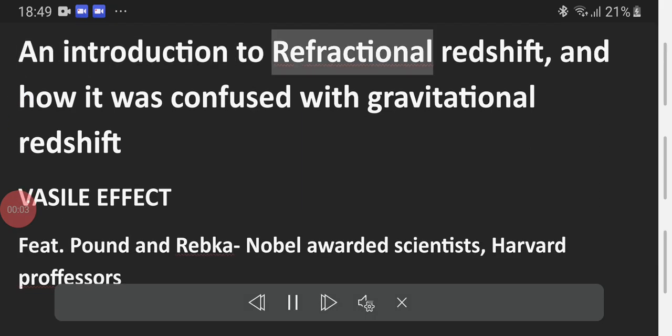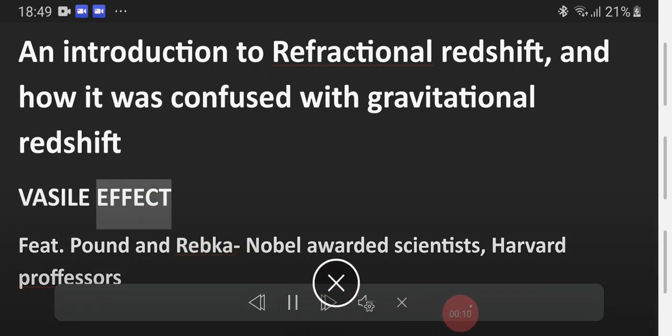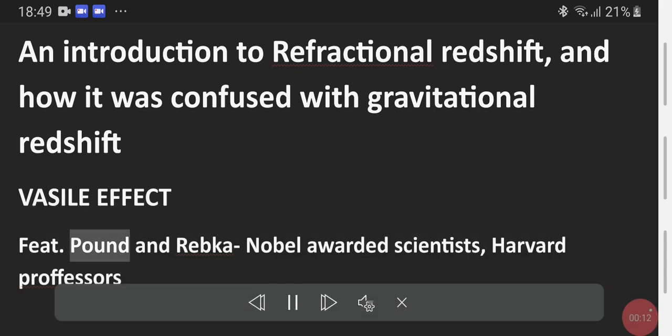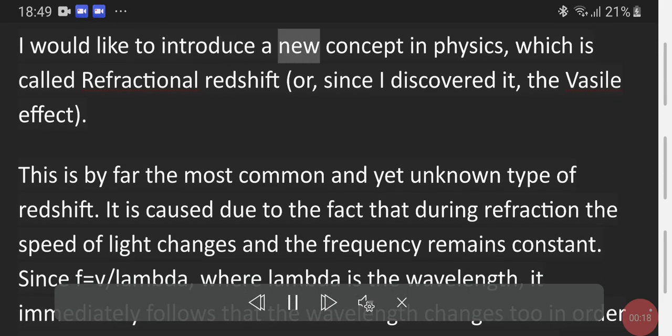An introduction to refractional redshift, and how it was confused with gravitational redshift. Vasile effect. Pound and Rebka, Nobel awarded scientists, Harvard professors. I would like to introduce a new concept in physics, which is called refractional redshift, or, since I discovered it, the Vasile effect. This is by far the most common and yet unknown type of redshift.